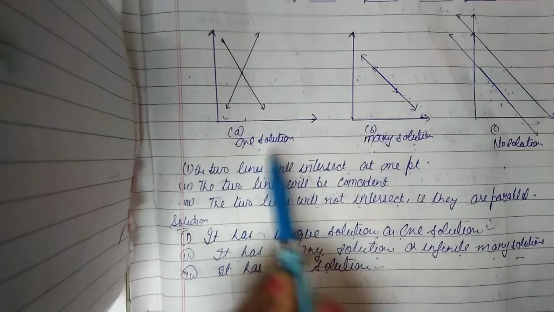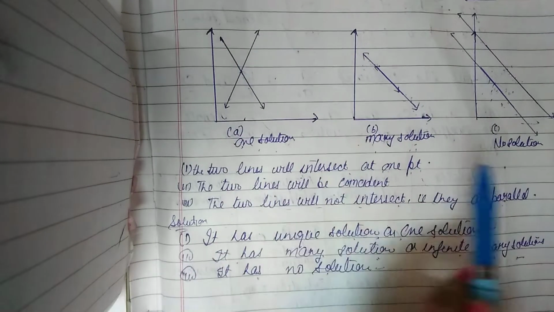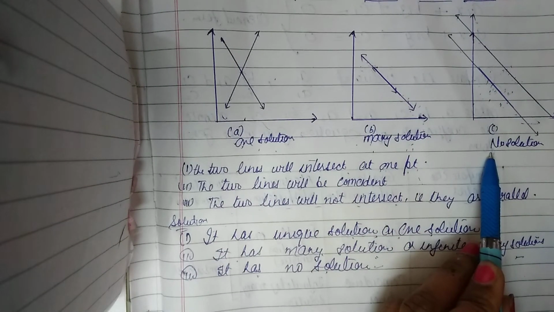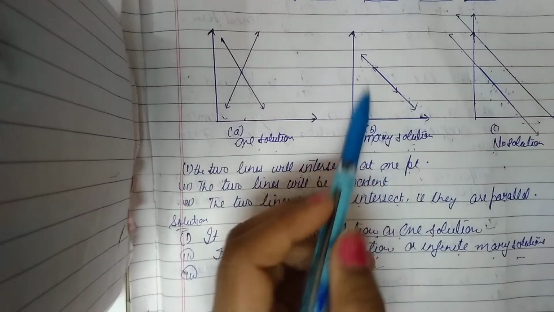Either one solution or many solutions, then it is said to be consistent. If no solution, then it is said to be inconsistent. These lines are also dependent lines.